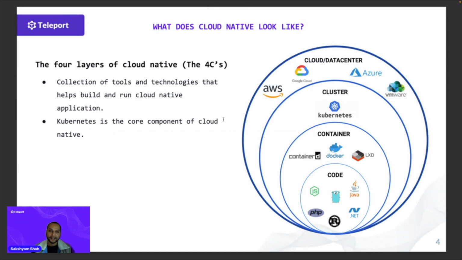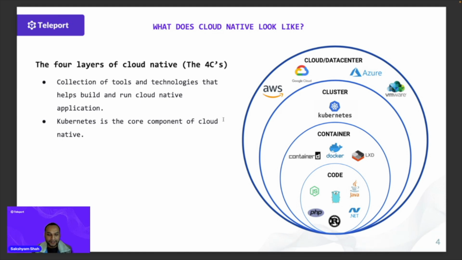So what does cloud native look like in practice? It can be presented with the popular 4 C's of cloud native. First, the cloud infrastructure, which can be a self-managed data center as well. Then you have Kubernetes clusters. On top of Kubernetes, you have containers, and on top of containers, you have code.